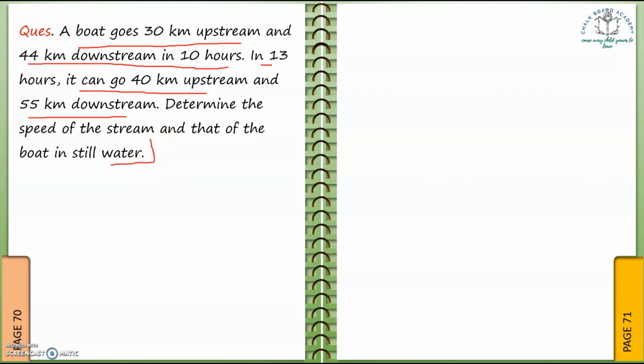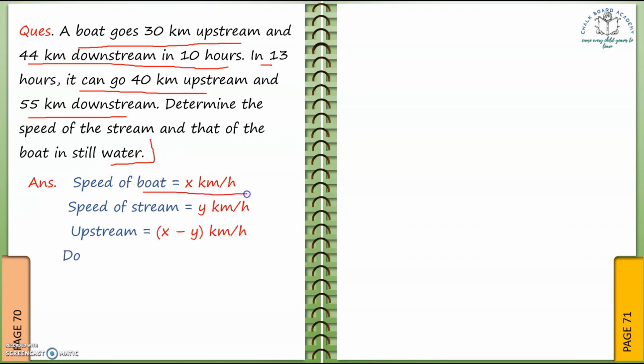So what are we given? For the first equation, 30 km upstream and 44 km downstream in 10 hours. So we already know the distance for both upstream and downstream, and we have the time. So we will be equating this question with time. First we assume the speed of the boat is x kilometer per hour and the speed of the stream is y kilometer per hour. Then upstream speed becomes x minus y kilometer per hour and downstream speed becomes x plus y kilometer per hour.